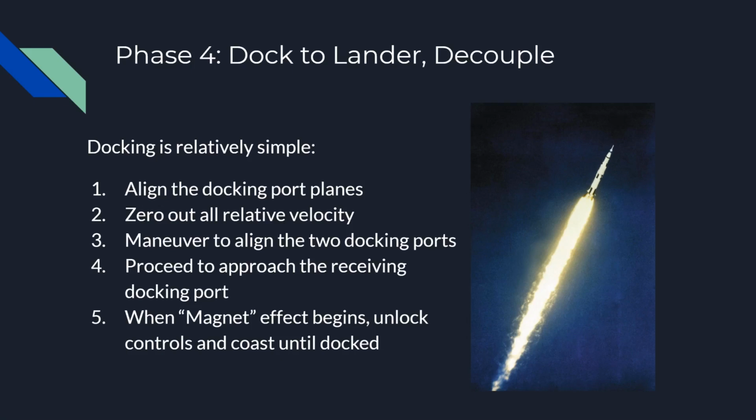The lunar module is going to flip around first to align the two docking ports, then zero out all its relative velocity, proceed to align the two docking ports, and then approach. Once the magnet effect, which is something that happens in KSP, starts to take effect with the two docking ports, then all the controls are let go, and it just coasts until it's docked. And then we can proceed to the next phase where we're going to be doing all the crew transfer and then landing in one go.